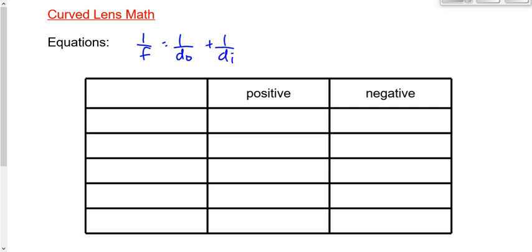What do you think f stands for? It's the focal length. And the focal length is the distance from the middle of the lens, the center of the lens, to the focal point. Do is the object distance, we call it, and it's the distance from the object to the center of the lens. Di is the image distance, from the center of the lens to wherever the image is formed.